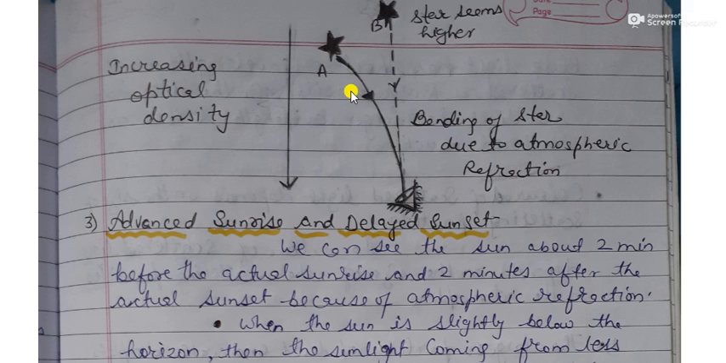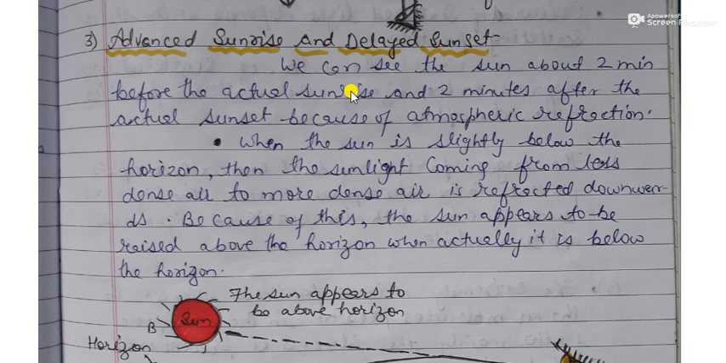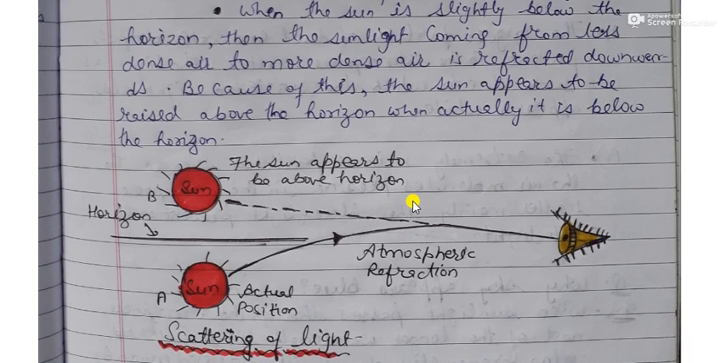Next, advance sunrise and delayed sunset. We can see the sun about 2 minutes before actual sunrise and 2 minutes after actual sunset. This is also due to atmospheric refraction. Now see, when the sun is slightly below the horizon. Look students, as soon as the sun is below the horizon, the light of the sun enters the Earth's atmosphere and keeps on bending.